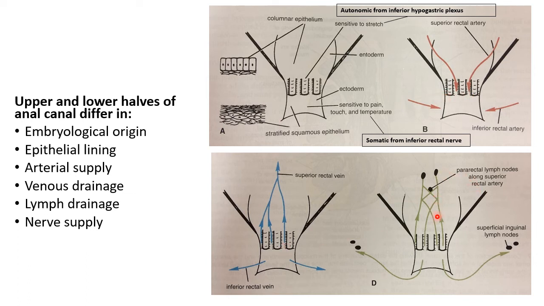Lymphatics will follow arteries, so lymphatics from the upper half will end up in the inferior mesenteric lymph nodes, because they follow the superior rectal artery, while the lymph from the lower half drains into the superficial inguinal lymph nodes. So that's a summary of the differences between the upper half and the lower half of the anal canal.